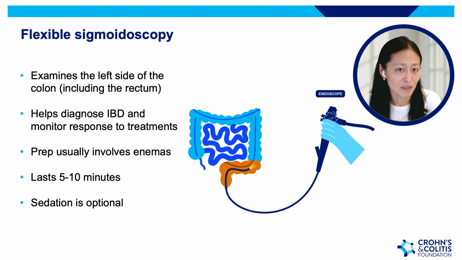The prep for a flexible sigmoidoscopy varies, but usually just involves enemas to empty out the very end of the colon. A flexible sigmoidoscopy, or flex sig as we like to call it, lasts about 5 to 10 minutes. And because it's such a short procedure and just looking at the end, sedation is optional for these.